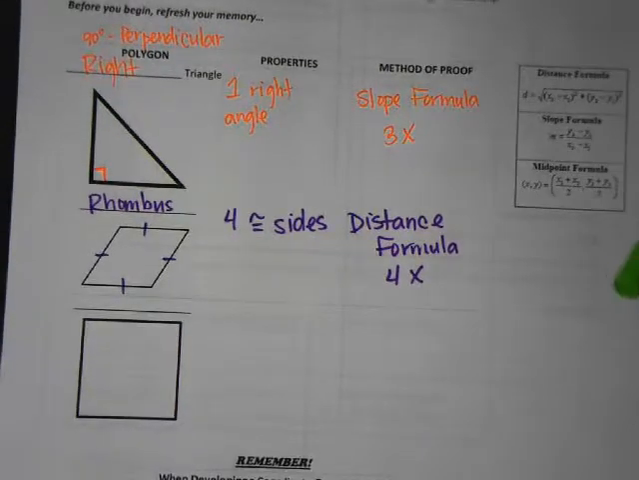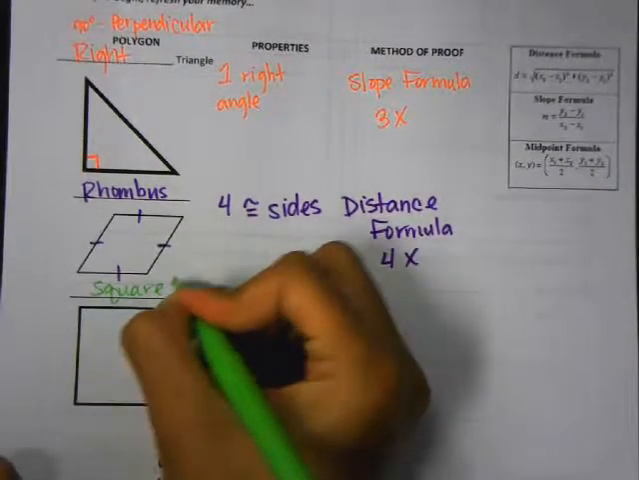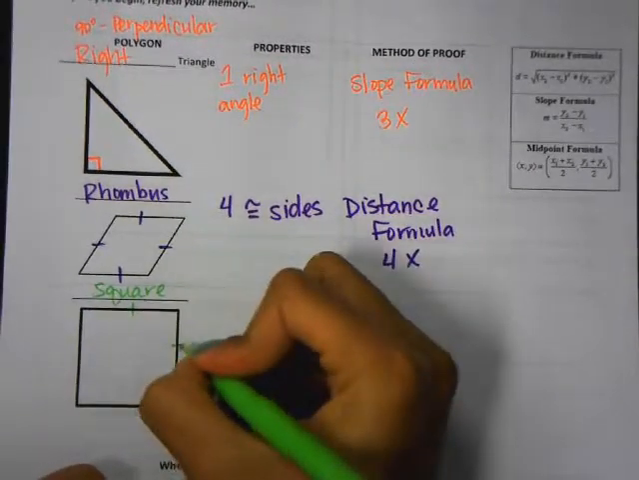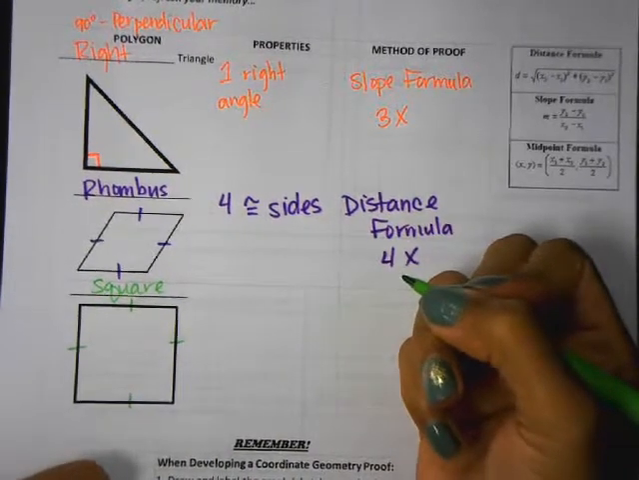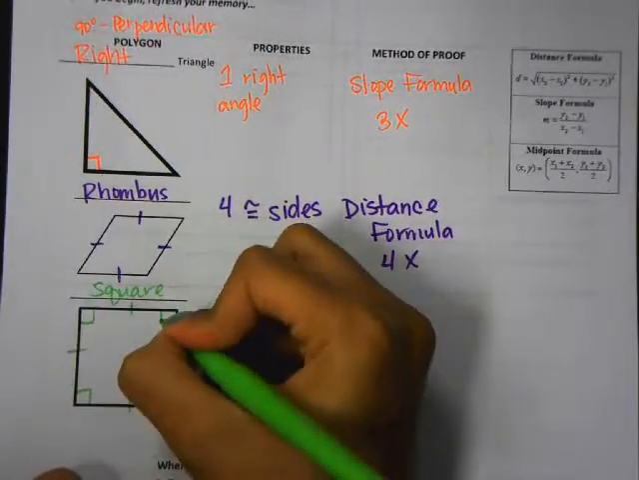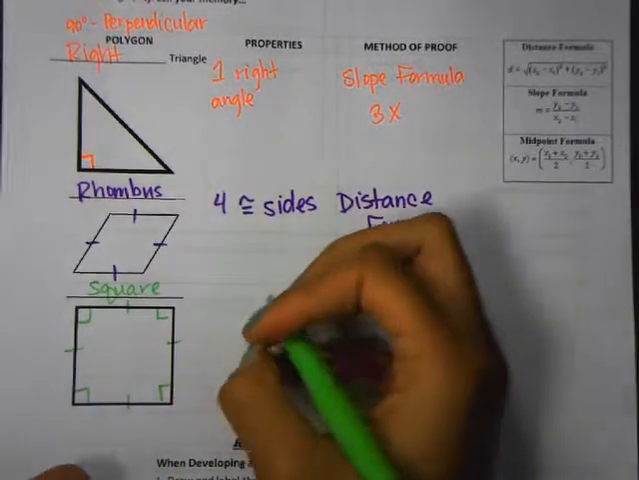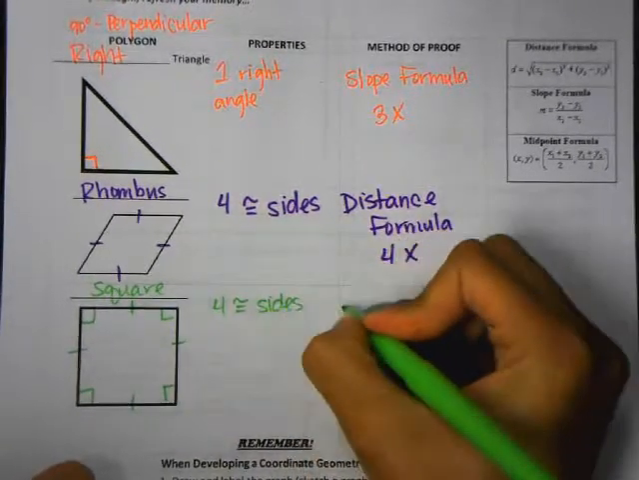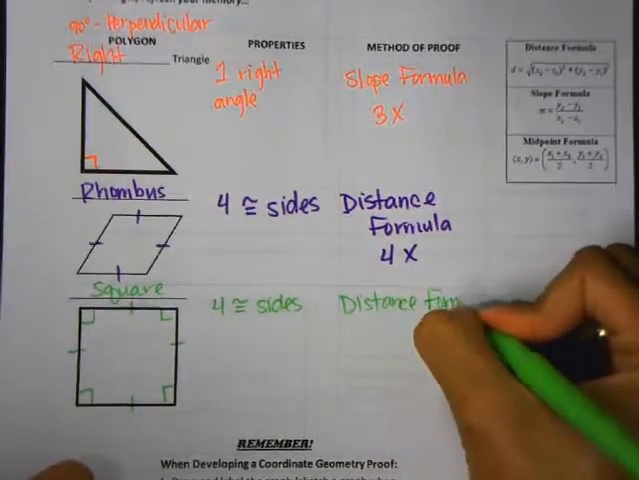Okay, last but not least for today, we have a square. And a square, just like a rhombus, a square is a rhombus, and a square has 4 congruent sides. But remember, not only is a square a rhombus, but a square is also a rectangle. So a rectangle specifically has 4 right angles. Okay, so for this one, we're going to need to prove that it has 4 congruent sides, which means we're going to do the distance formula 4 times.